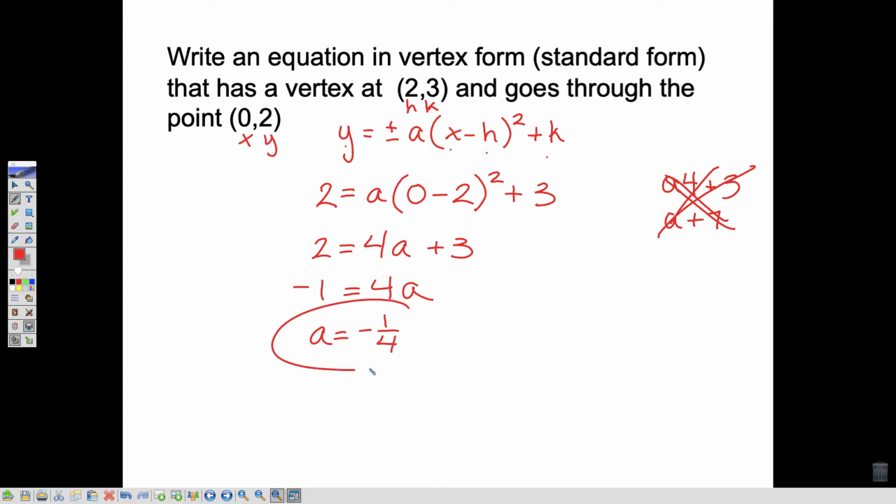So I have an a, an h, and a k. Can I write this in standard vertex form? Yes. So it's going to be y equals -1/4 parentheses x minus 2 plus 3 squared, plus 3. That is the biggest thing people forget when they do this: the function.